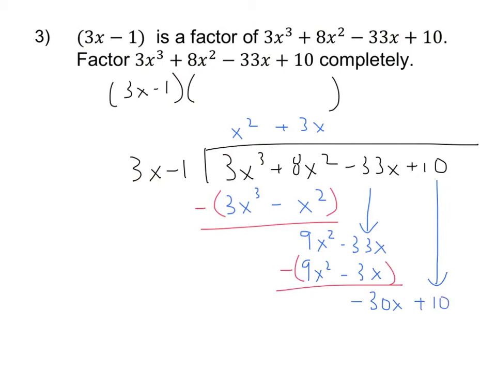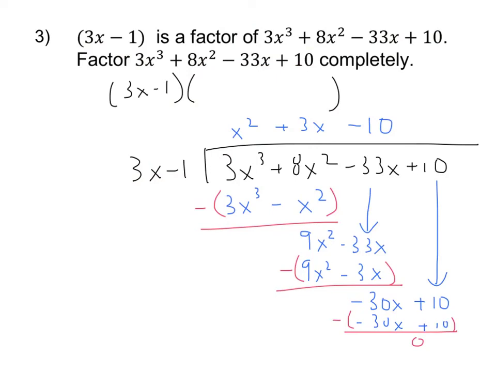Now 3x minus 1 going into negative 30x plus 10 is going to go in negative 10 times. So 3x minus 1 times negative 10, if we multiply that, we should get negative 30x plus 10. And then if we subtract this, we end up with 0. We end up with no remainder.